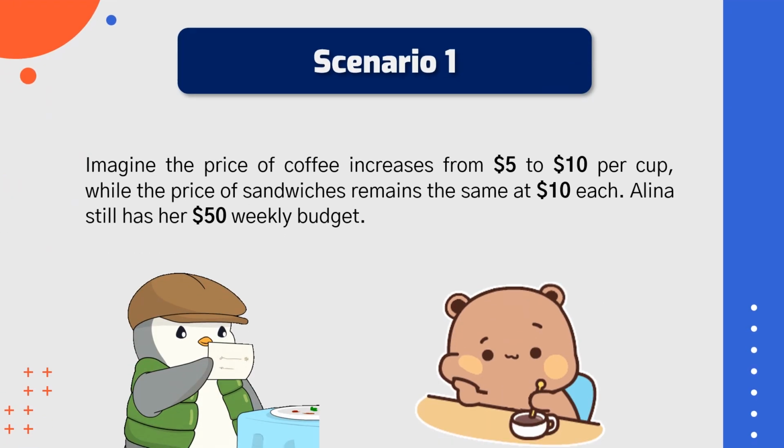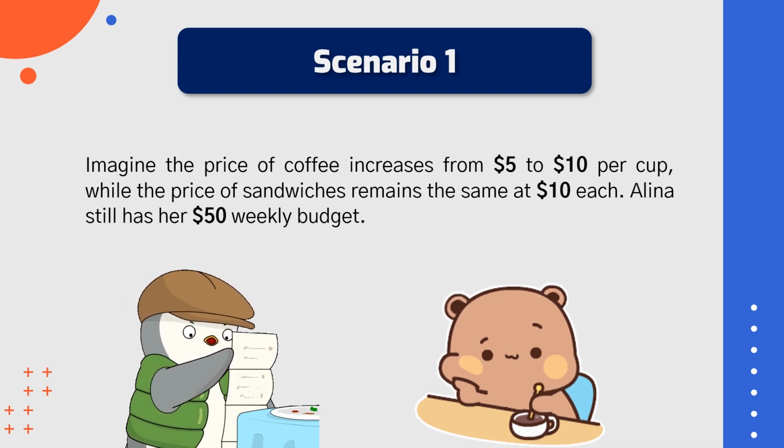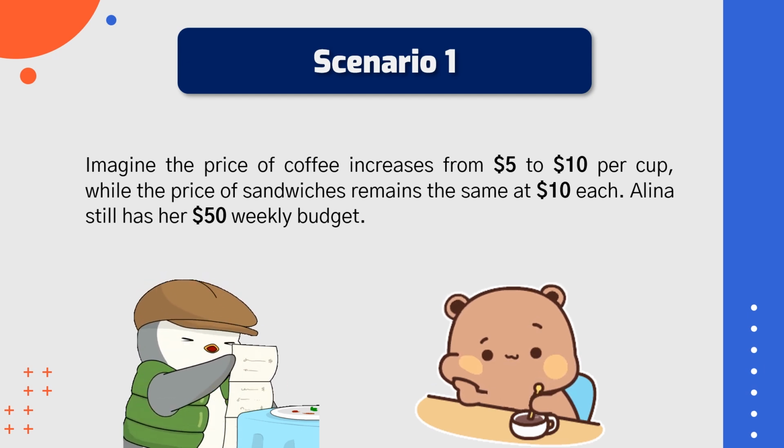Now let's see what happens when the price of coffee changes. Imagine the barista who is selling the coffee now increases the price from $5 up to $10 per cup, but the price for sandwiches remains the same at $10 per unit. Alina still has a budget of $50.